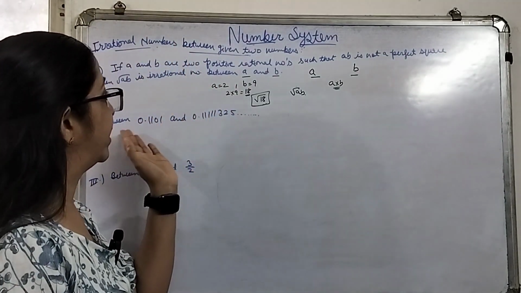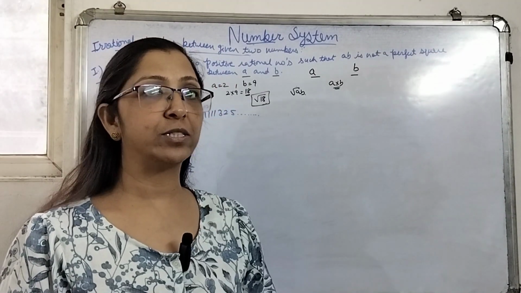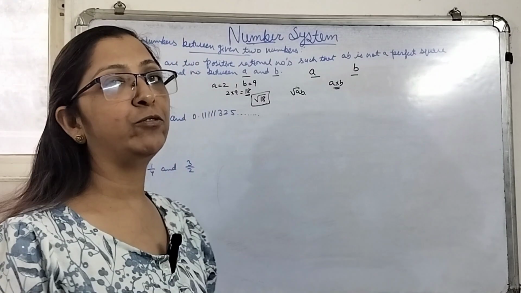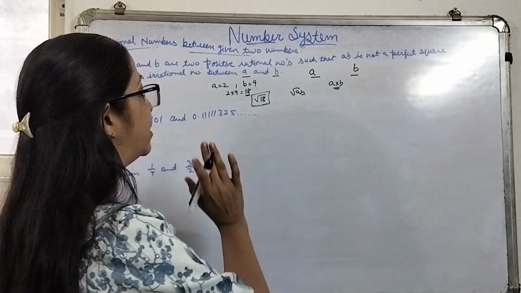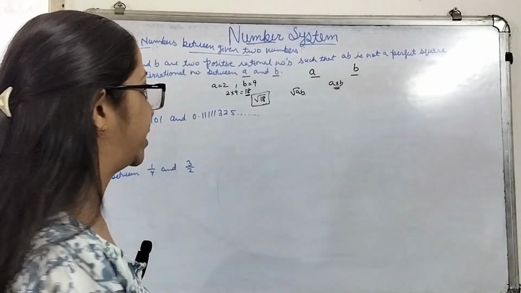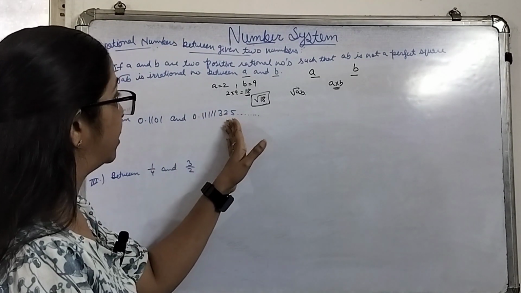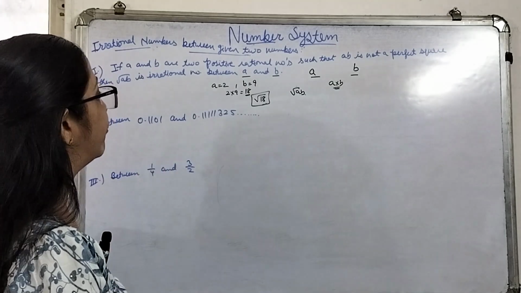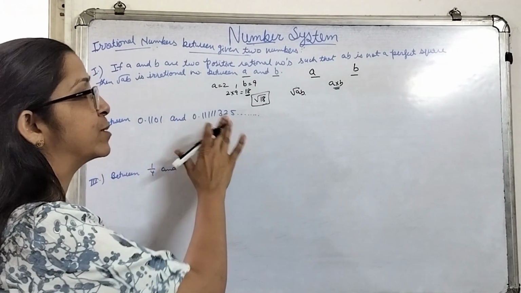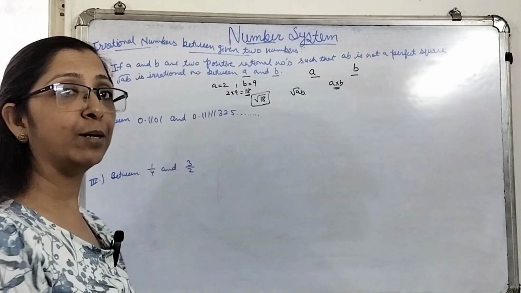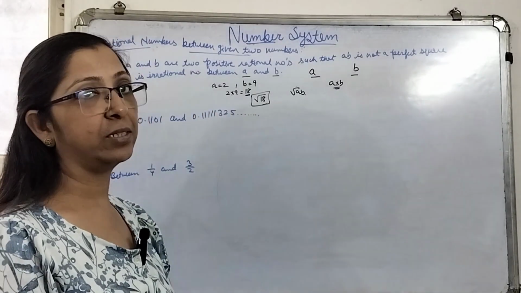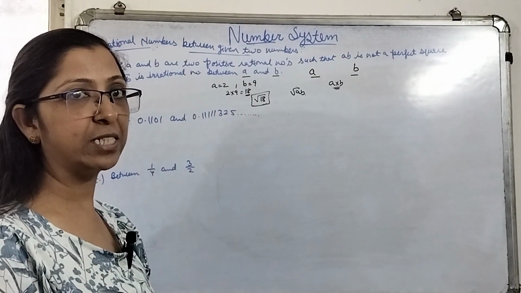Now the other condition is when two decimal representations are given to us. Two numbers are given in their decimal representation. Then how to find an irrational number between these two numbers? We know that the decimal representation of an irrational number is non-terminating, non-repeating. Here we can see that this number is greater than this number. Now we have to select a number which is greater than this and smaller than this. So we can take any number of our choice, and its decimal representation should be non-terminating, non-repeating.